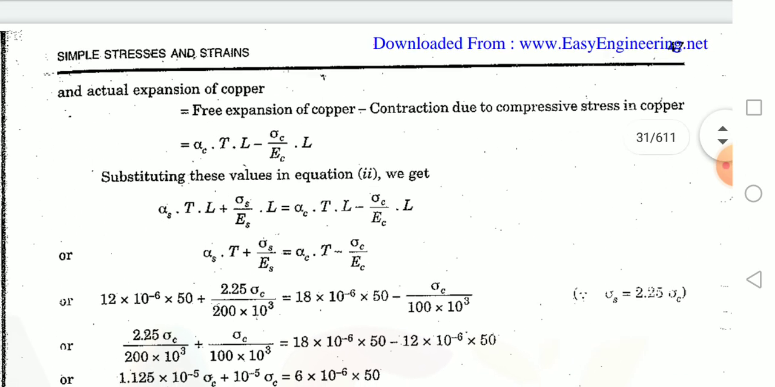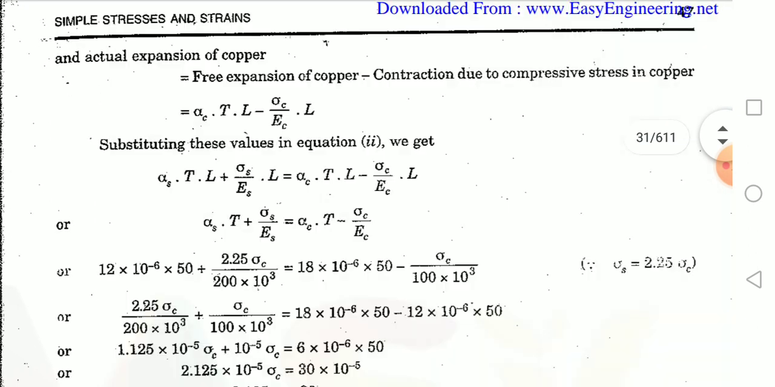And actual expansion of copper equals free expansion of copper minus contraction due to compressive stress in the copper tube. So what happened? Compression or contraction means we have a reduction. So for free expansion, alpha C into TL, minus the contraction, that is sigma C by EC into L. Then this is condition 2.